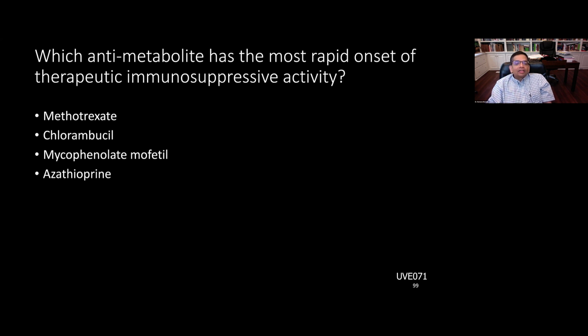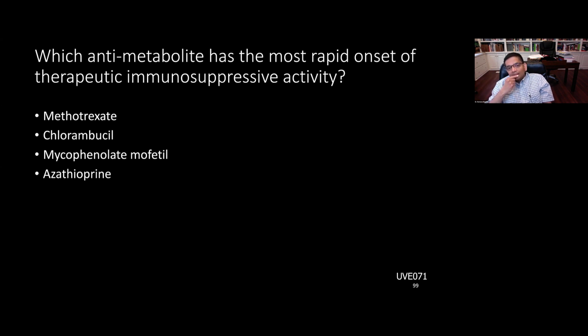So the answer, this is a tough one. Methotrexate takes very long. It's not the most rapid. Mycophenolate is the most rapid. So mycophenolate, in my experience, within a couple of months, we can see its anti-inflammatory effects in the eye, 2 to 3 months. Methotrexate longer.